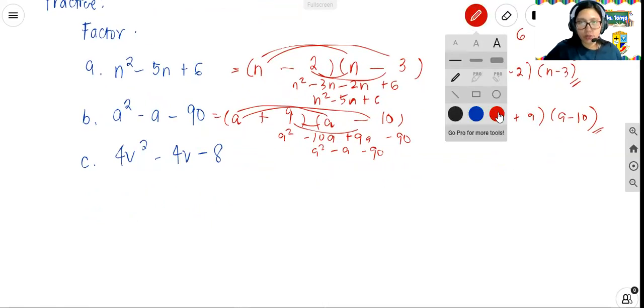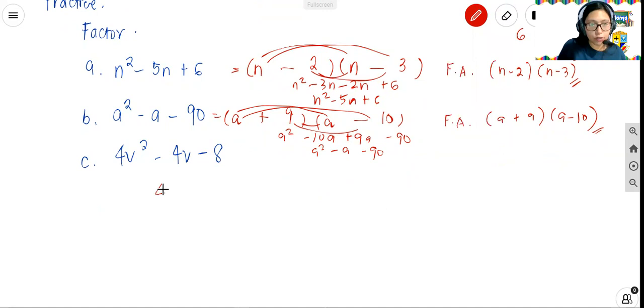Let's go to the third one. So we have 4b squared minus 4b minus 8. So again, I told you a while ago that you can use common monomial first or get the common factor. And in this case, the common factor in all the three terms is 4. So I'll factor it out. And then what remains in the expression would be b squared minus b minus 2. So since the numbers are smaller, it's easier to factor.